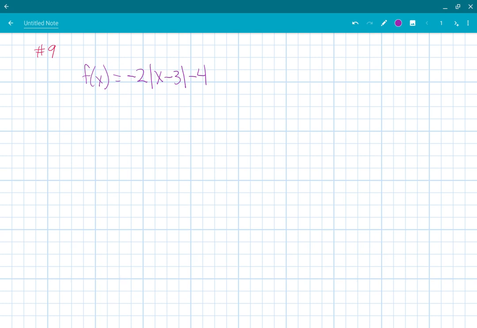And you should know by now that it'll look like this, right? It might be upside down, it might be skinny, it might be wide, it might be somewhere not at 0,0, but so let's find the vertex.